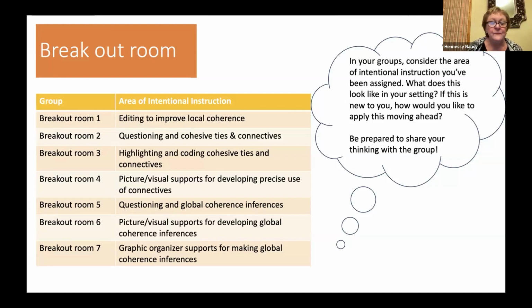Okay. So breakout room number 1, editing to improve local coherence. Breakout room number 2, questioning and cohesive ties and connectives. 3, highlighting and coding. 4, picture visual supports for connectives. 5, questioning and global coherence. 6, picture visual supports for global coherence. And we are not doing 7, but if someone wants to take it on, by all means, you can include it in your conversation. And yeah, we'll go for 8 minutes.